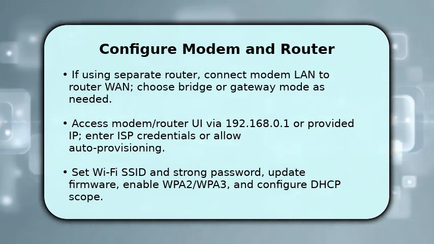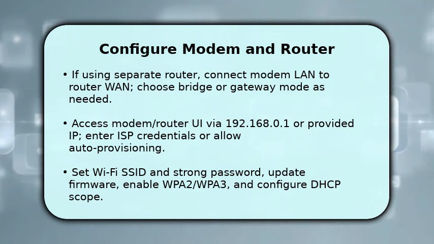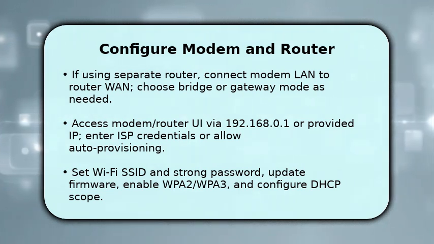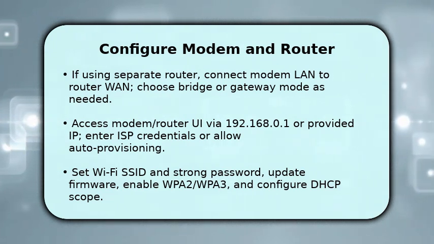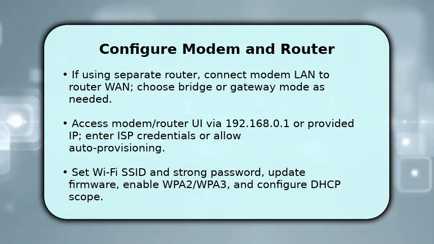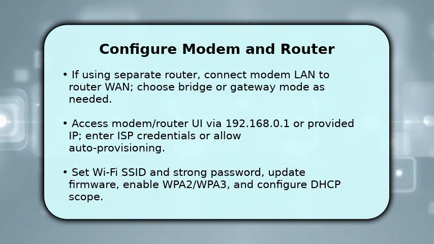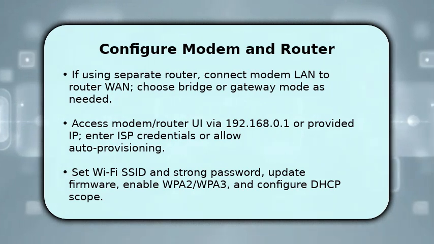Next, connect the router WAN to the modem's LAN, set the Wi-Fi SSID and a strong password, enable WPA2 or WPA3. Update firmware, and confirm the DHCP range so devices receive proper IPs.